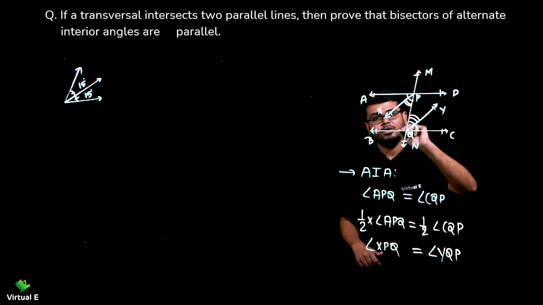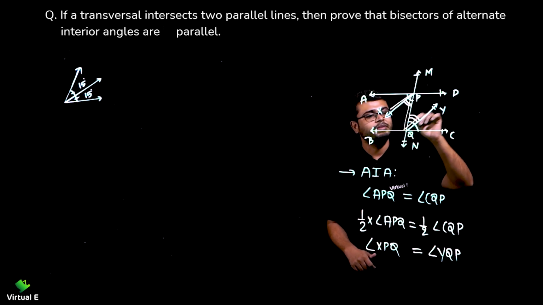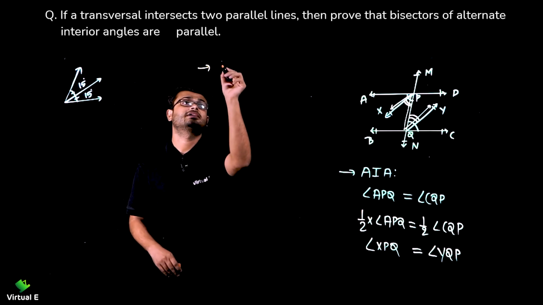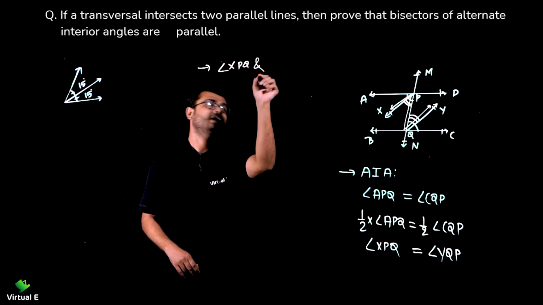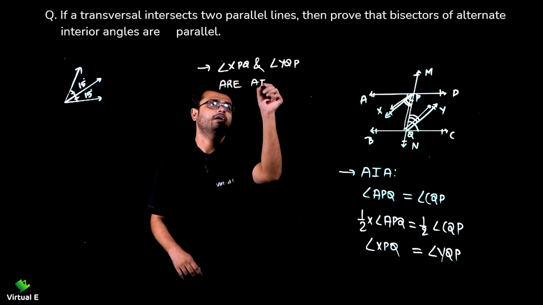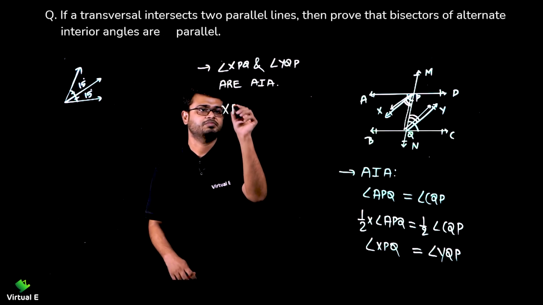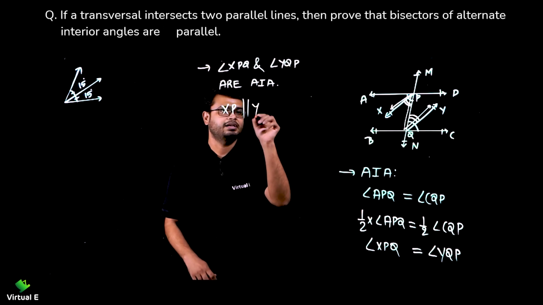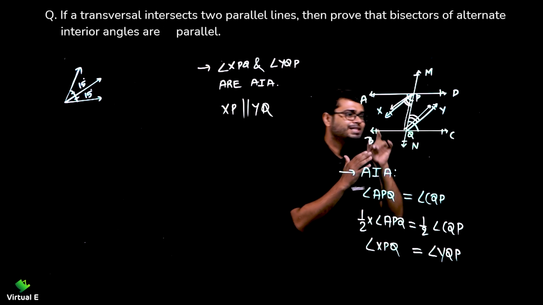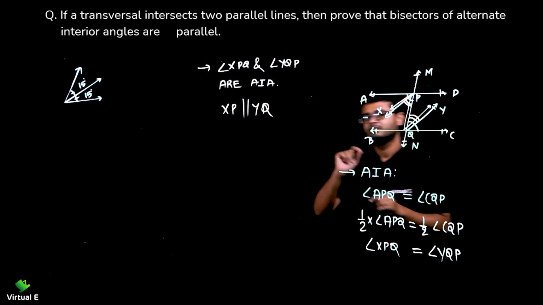Means what? See, if you talk about this line XP and QY, right? This is forming a Z over here. So Z alternate interior angles are equal. So we can write that angle XPQ and angle YQP are AIA, alternate interior angles. So we can write that line XP is parallel to YQ, right? So this is how we can prove that if we take bisectors of the AIA and we draw a line, those lines will also be parallel.